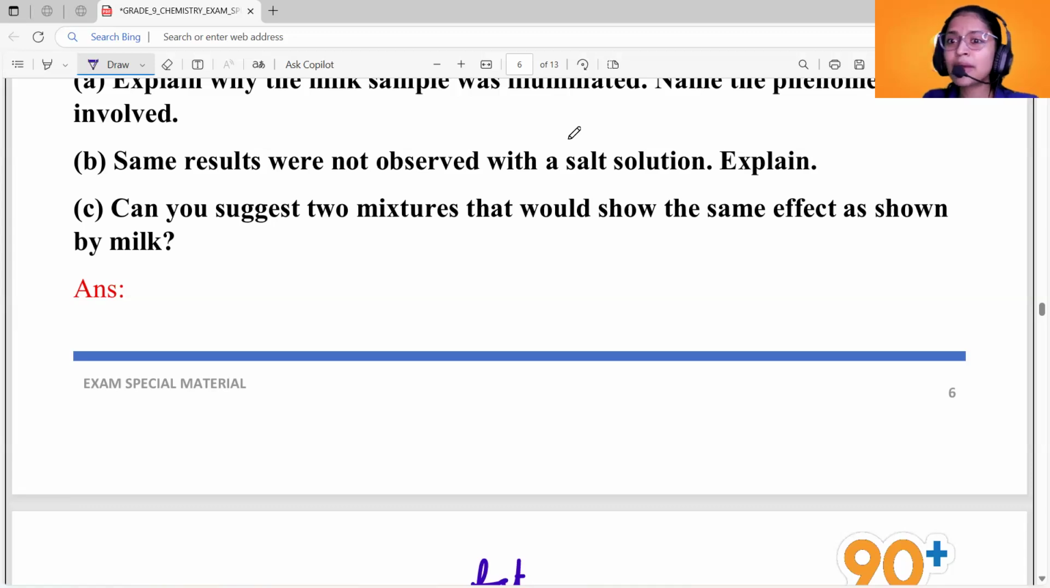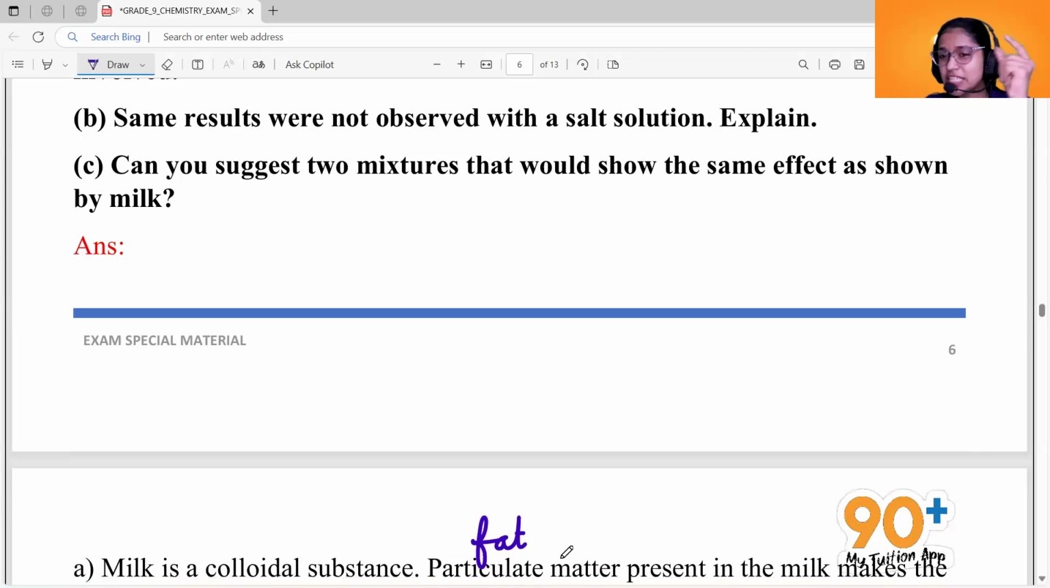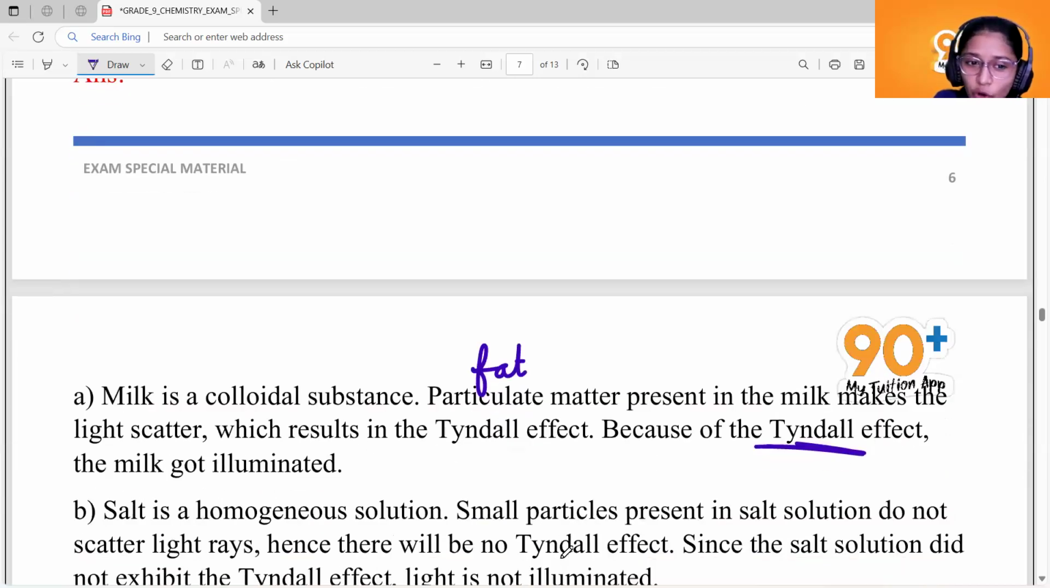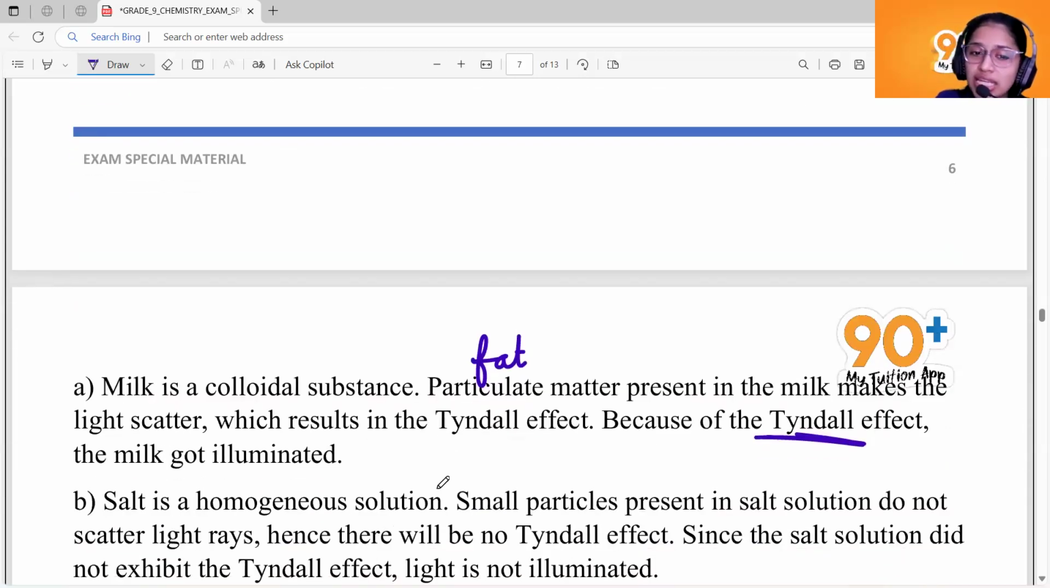Why? Because salt is not a colloid. And what is the major reason? What is the principal reason for that? Because salt is a homogeneous solution or a homogeneous mixture. The size of particles in salt is extremely tiny. Small particles present in salt solution do not scatter light, and there will be no Tyndall effect.